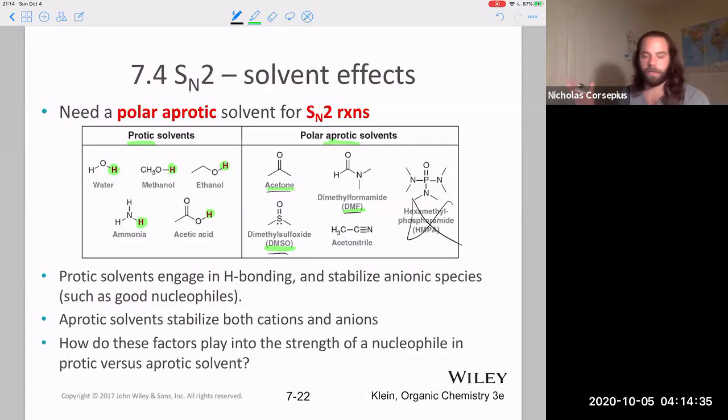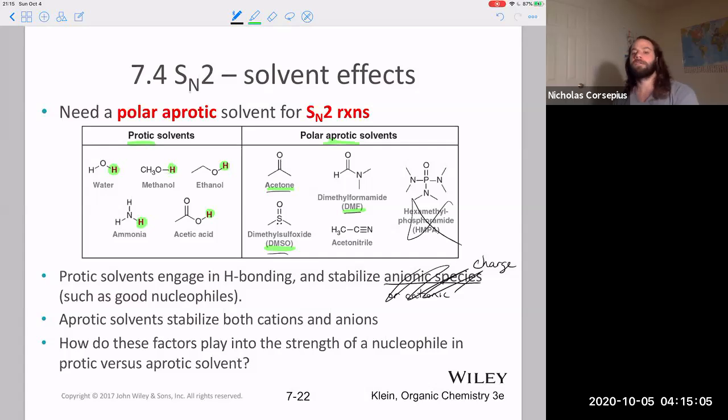So what's the big deal? Who cares? What's the difference between protic solvents and aprotic solvents? Again, it has everything to do with the hydrogen bond, and specifically the hydrogen bond's ability to stabilize anionic species, or cationic, really just charge. So actually, yes, let's just call this charge. Protic solvents stabilize charged species better.